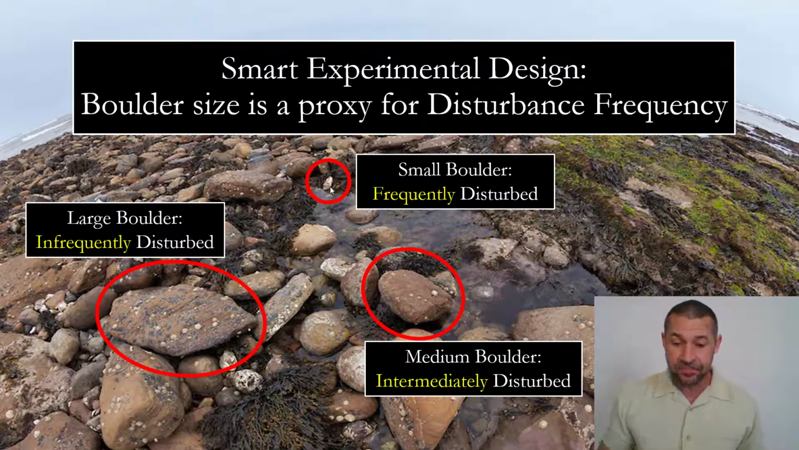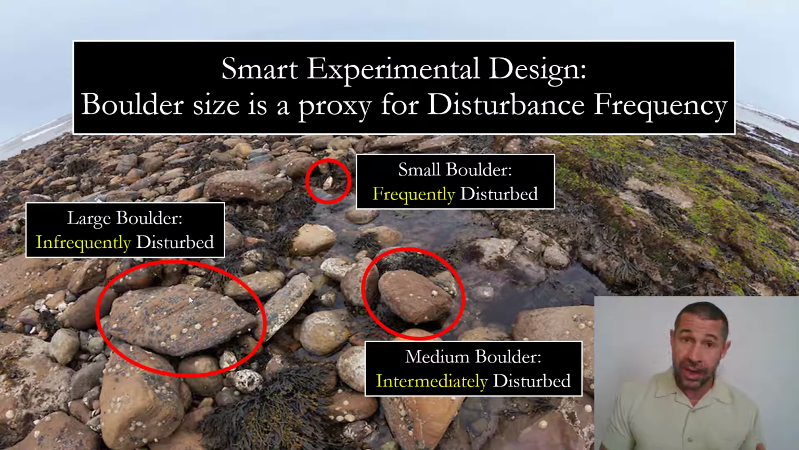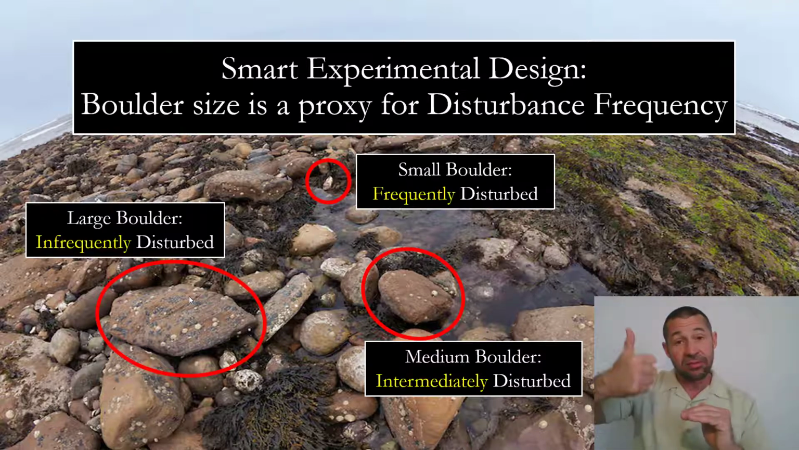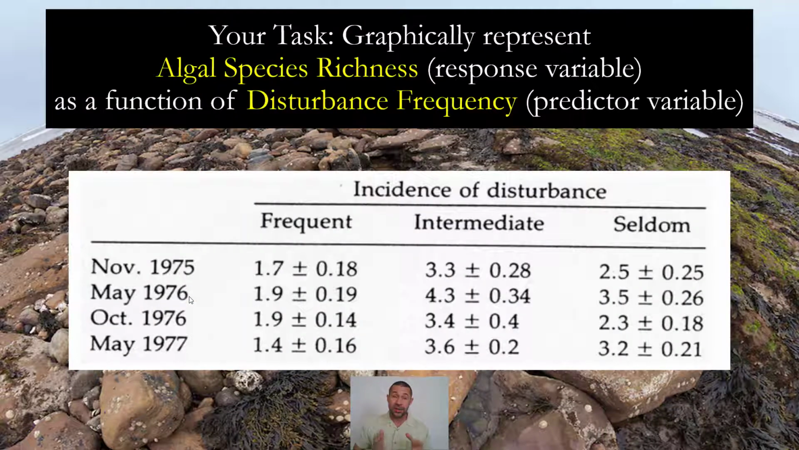So then he measures the number of algal species present, and you can see some here, on these different size classes of boulders. He reasoned that if large boulders have, on average, the greatest number of algal species, then as disturbance frequency decreases, species diversity would rise. Here is what he found. This is Sousa's published table from that original Ecology piece.